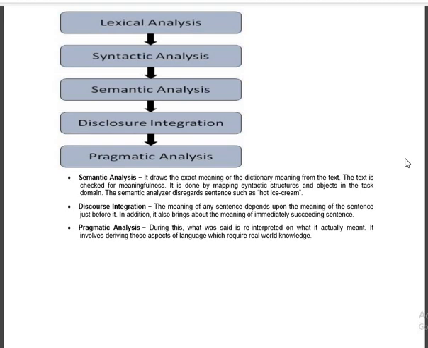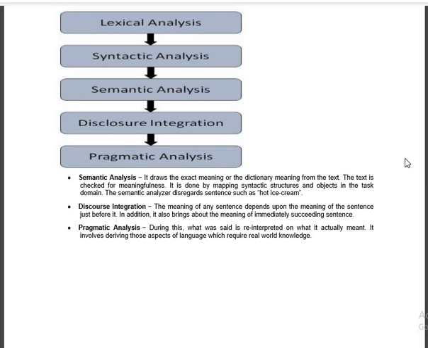The text is checked for meaningfulness or meaninglessness. It is done by mapping the syntactic structure of an object or text domain. The semantic analyzer flags sentences like hot ice cream. Now, ice cream, everybody knows, is cold. When we talk about a hot ice cream, then definitely we have to find out whether it is a meaningful sentence or a meaningless one.